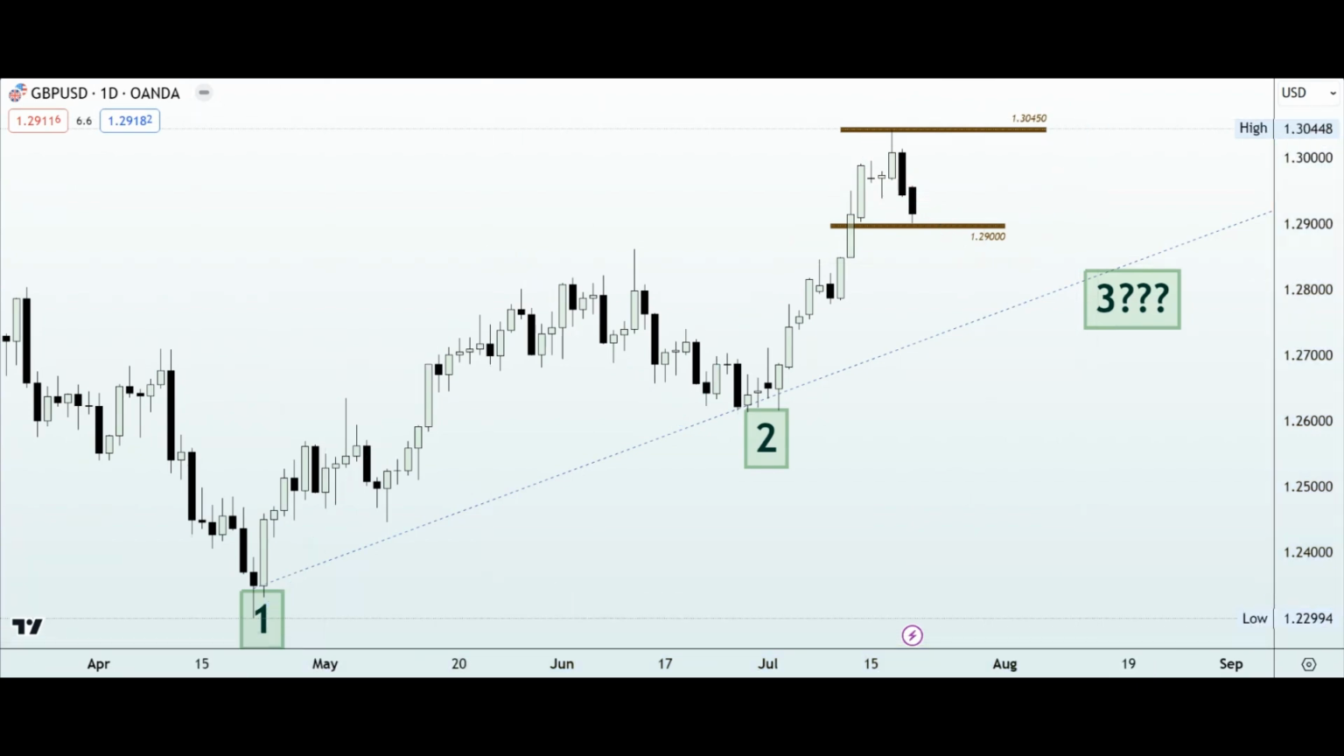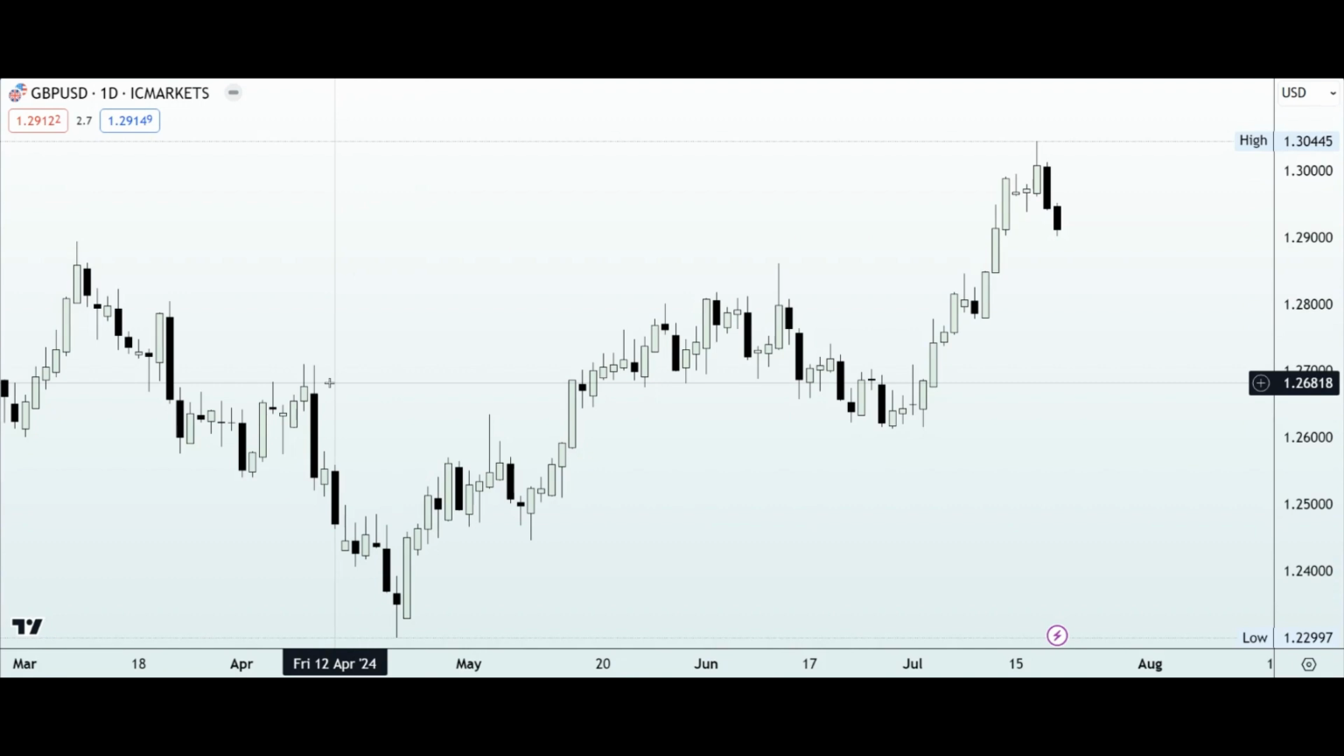To navigate the current market dynamics, we are going to be, as always, leveraging the technical analysis overview to unravel the potential trajectory of price action in the coming week.